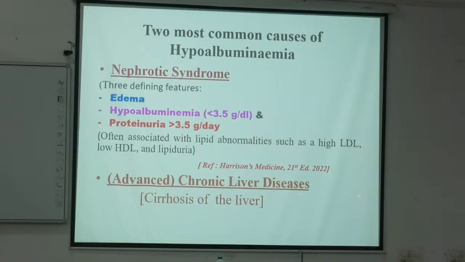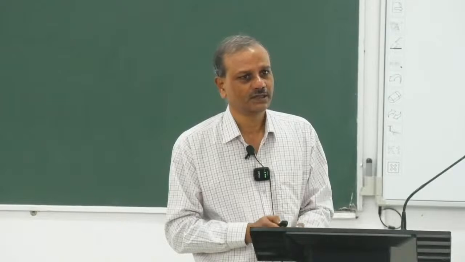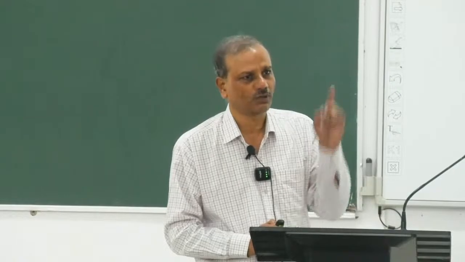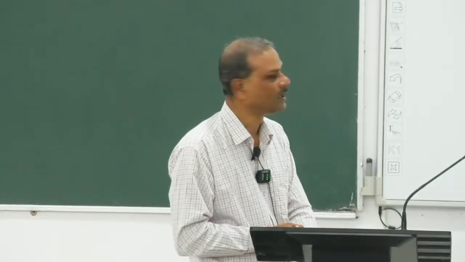And chronic liver diseases. Why? Because the liver is producing albumin. The liver has a large reservoir of capacity. So in liver disease, usually advanced chronic liver disease, there will be hypoalbuminemia. You just think of these two conditions first, and in the examination also you will tell this. Nephrotic syndrome and advanced chronic liver disease; cirrhosis of the liver is the most common cause found in day-to-day practice. So how will you treat this case?